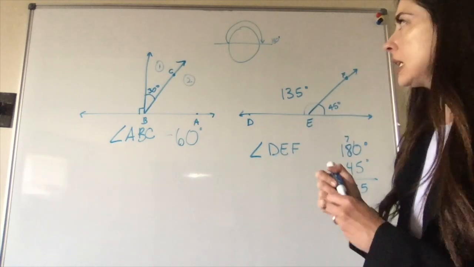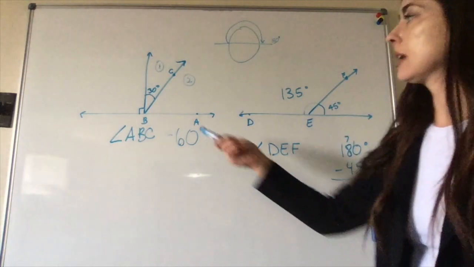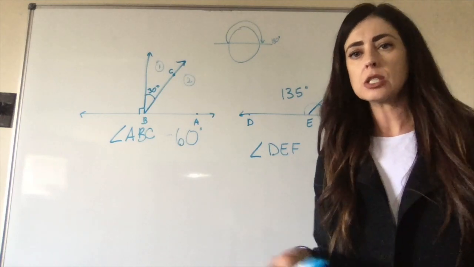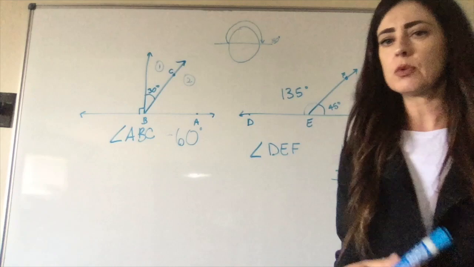The measure of a straight line is 180 degrees. Okay, so just remember that on these diagrams, they're going to give you all the information that you need to figure out the unknown angle. So just walk yourself through things step by step.